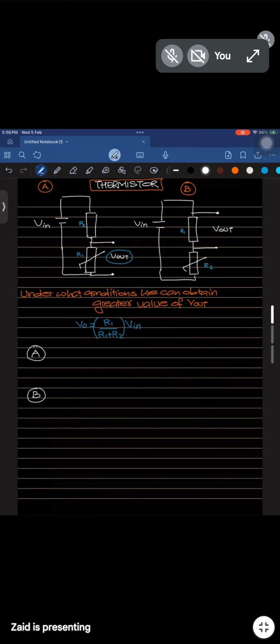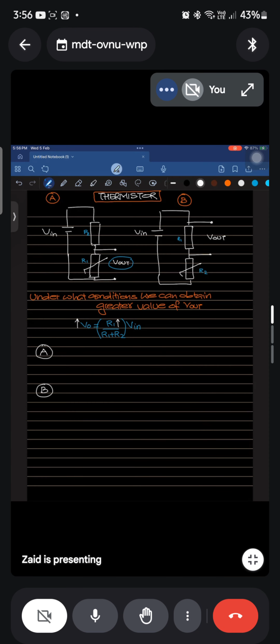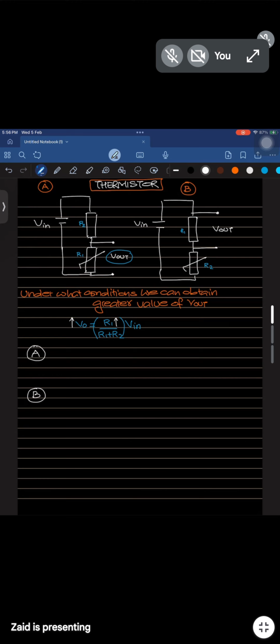For scenario A, your potential divider is connected across the thermistor. So thermistor will give a greater resistance when the temperature is lower. Because if this is big, then this is big. Are you getting it? So thermistor is going to give a higher value of R when temperature is low, because when temperature is high, the resistance is going to decrease, more current flows, voltage drops.